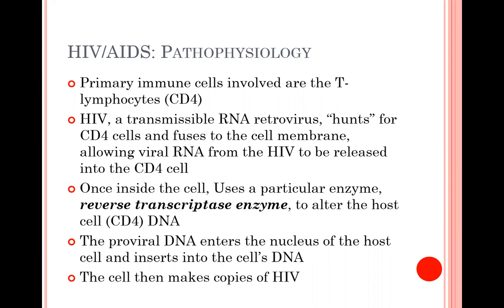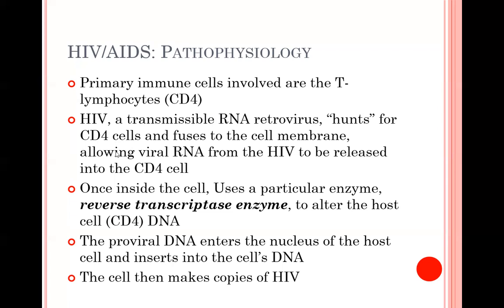HIV continues to multiply and spread through the body. And this is basically the process of the HIV life cycle. So the primary immune cells that are involved are the CD4. The HIV is transmissible. It's an RNA retrovirus. So this is the type of virus that it is. It's looking for these CD4 cells to infect and fuse to.